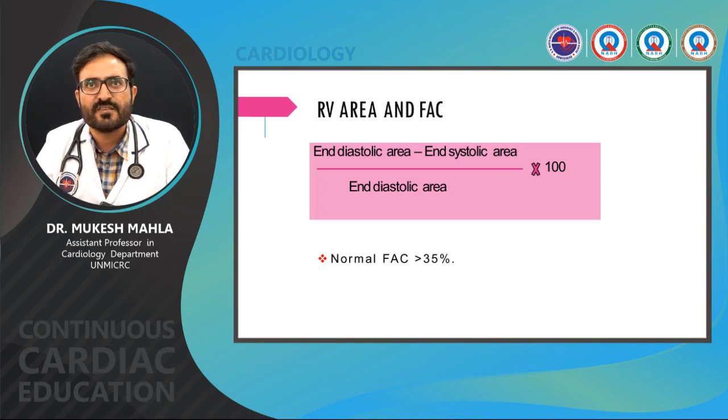Then the fractional area change is calculated by end diastolic area minus end systolic area divided by end diastolic area, times 100. Normally FAC is more than 35%. If less than 35%, it is considered RV dysfunction.